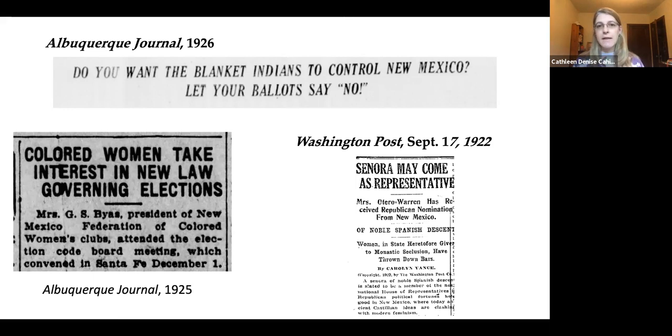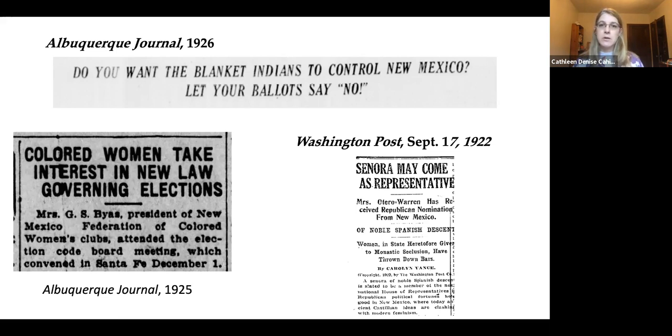It's actually out of Gallup, New Mexico. This idea that Native people are not civilized and so shouldn't vote. And so in Western states, there are a lot of ways in which they keep Native people from voting. Some of it is literacy tests.